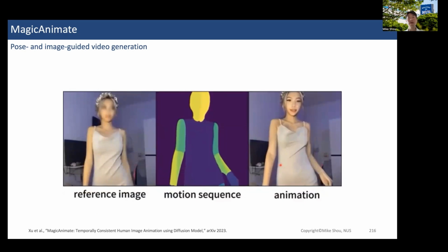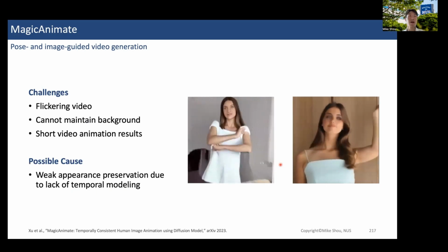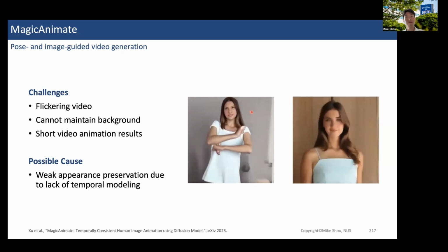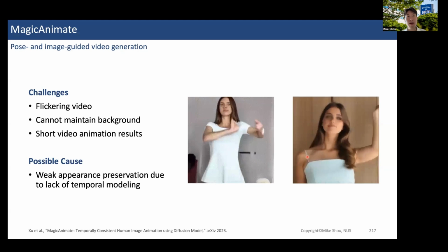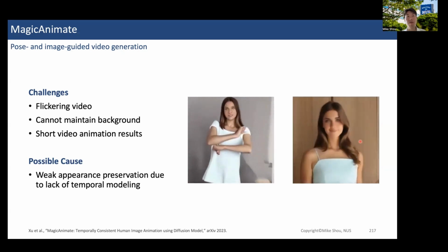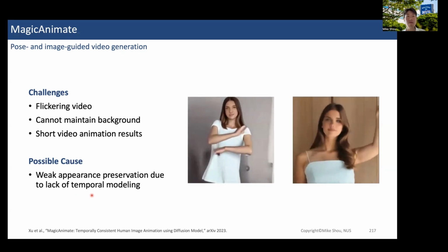People have been studying this task for quite a long time, and there is definitely remarkable progress so far. But you can see that in many cases we still have flickering video, or maybe you cannot maintain the consistency of the background. Or sometimes we can do that, but the animations are pretty short. They cannot generate long videos. So we propose some technologies to overcome these challenges by doing a better job of temporal modeling.